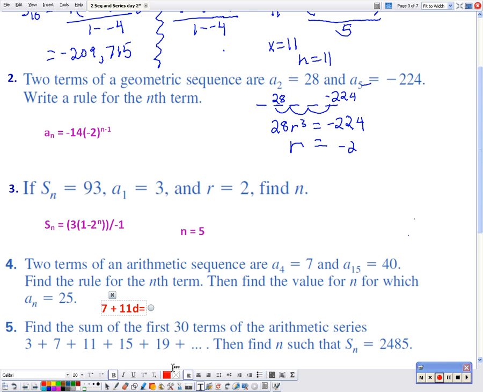So I'm going to set up the equation, 7 plus 11d equals 40. And then I'm just going to solve for d. So 40 minus 7 would be 33, and then 33 divided by 11 would be d equals 3.